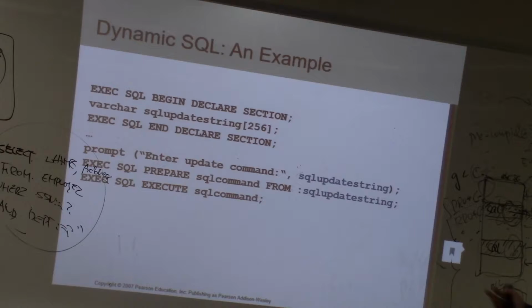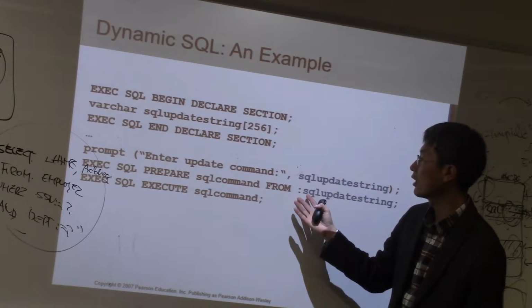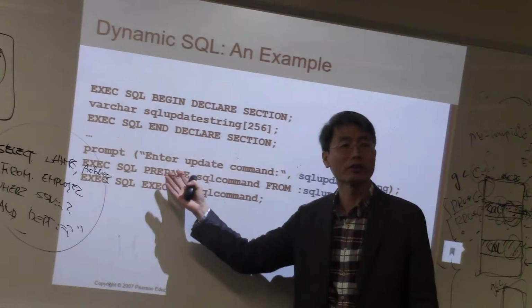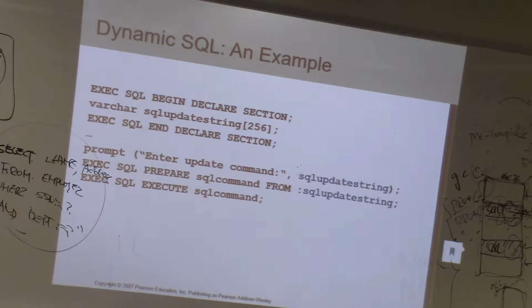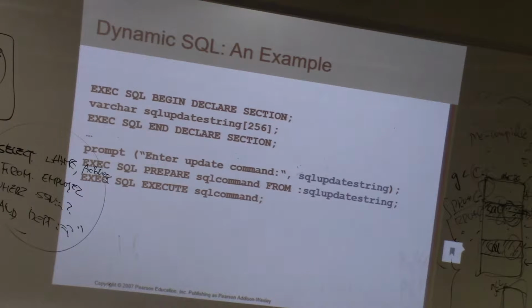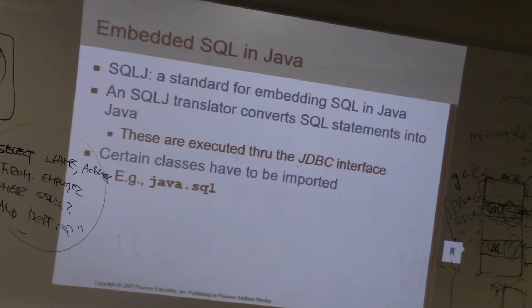Then, how can we execute such a dynamic SQL statement? Prepare and execute. There is a separate command. What about Java? Java has its own library. In .NET, .NET provides such an ADO object. It provides the object to execute dynamic SQL.